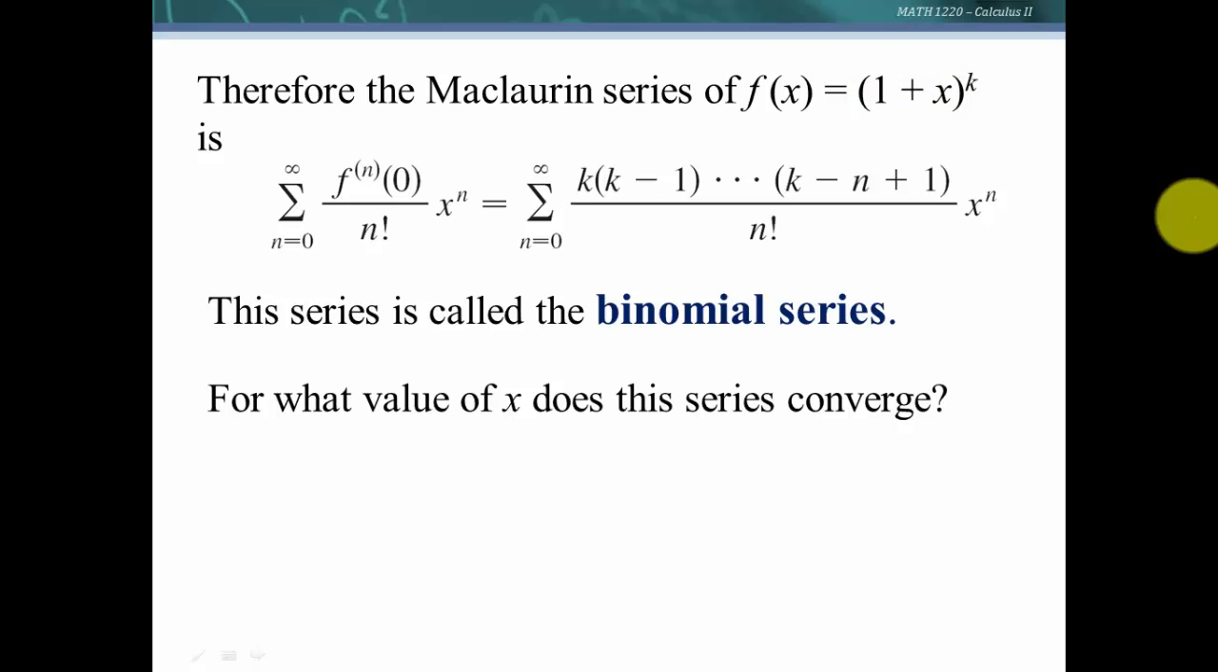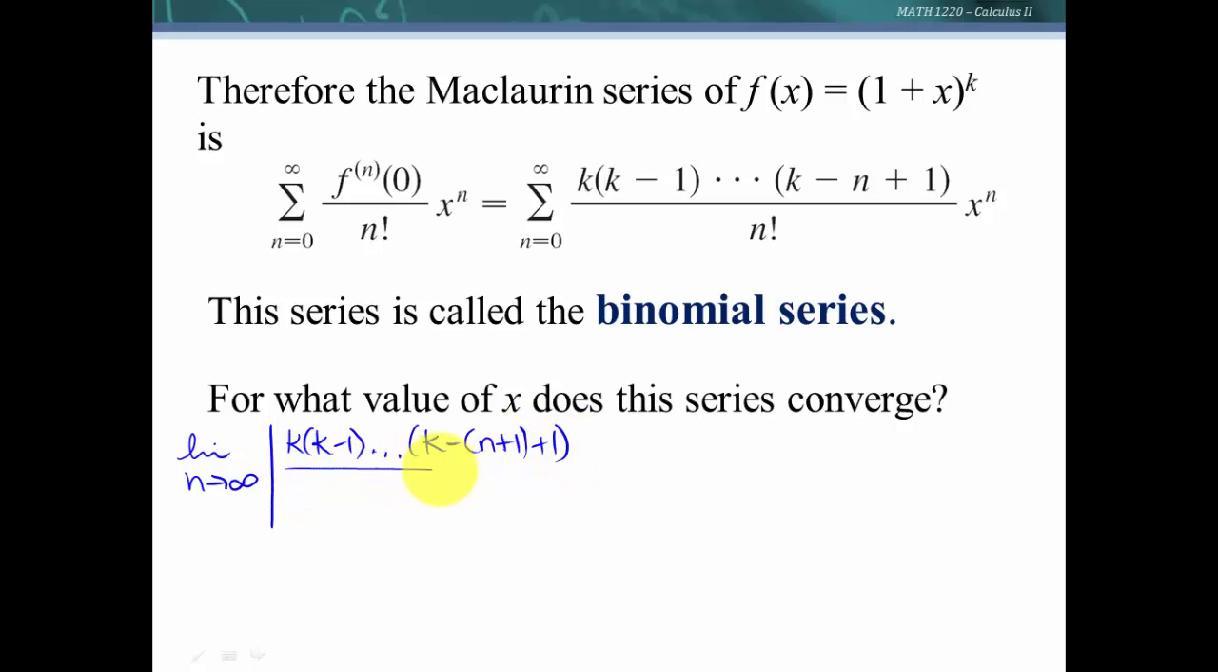Now, for what values of x does this converge? Well, let's go ahead and take this and use the ratio test. So we've got the limit as n goes to infinity, absolute value of k times k minus 1, and so forth, up to k minus n, this will be the n plus 1, over n plus 1 factorial, and then x to the n plus 1.